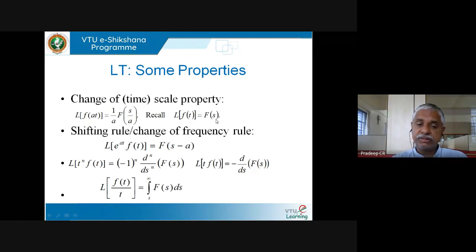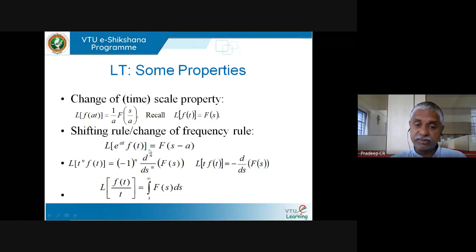And the second rule, the shifting rule or change of frequency rule, says the Laplace of e^(at) into f(t) is capital F(s minus a). See here one illustration of what happens when you take the product of two functions, not arbitrary functions. One of the functions is e^(at). And here we don't get Laplace of e^(at) equal Laplace of f(t). No, we don't get that. Instead, what it does is you take Laplace of this small f and replace s in that by s minus a. That is what this formula says.